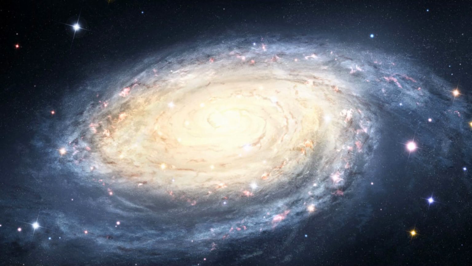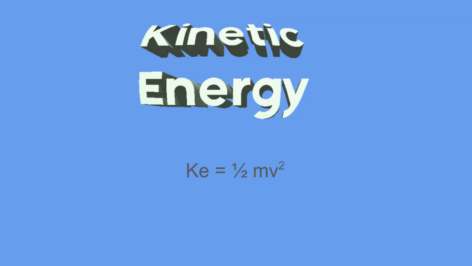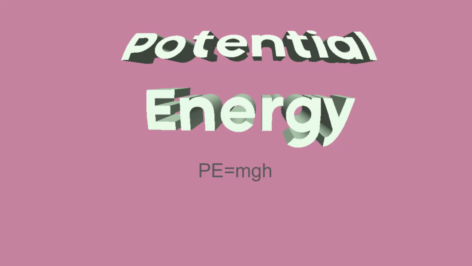Kinetic energy is the energy of motion. It is found using the formula K equals 1/2 mass times velocity squared. Potential energy is the stored energy, and the formula for this is potential energy equals mass times gravity times height. On Earth, gravity is 9.81 meters per second squared.